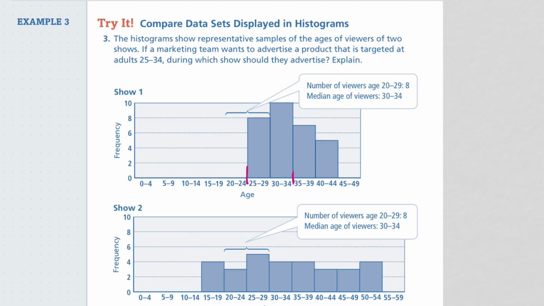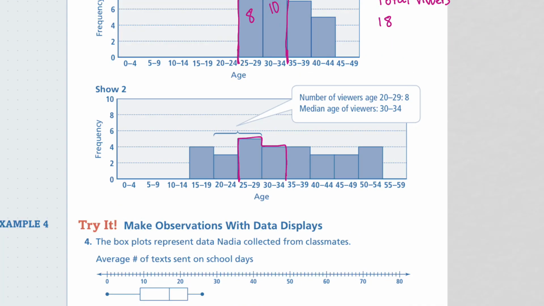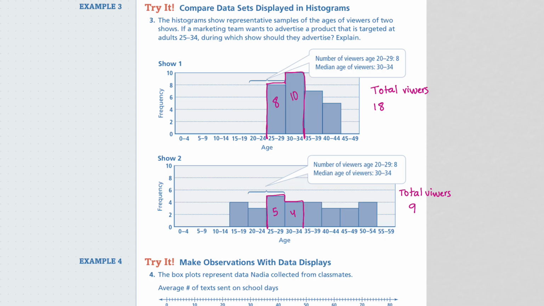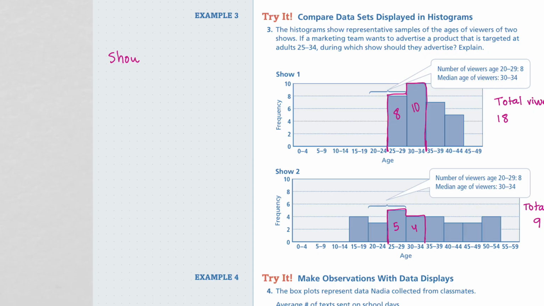25 to 34. So let's look at this frequency. In show 1, people between the ages of 25 and 29 are going to be 8, and then from 30 to 34, that's 10. So in this case, for show 1, the total number of viewers would be 18. For show 2, viewers between the ages of 25 and 29 are 5, and then between the ages of 30 and 34 are 4. So my total viewers for show 2 is 9. So in this case, they should choose show 1, because it has a higher frequency within adults of that age.